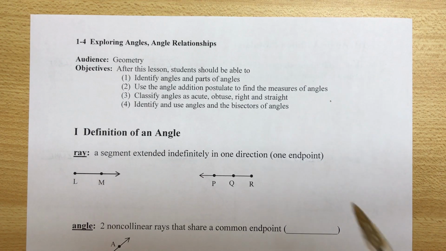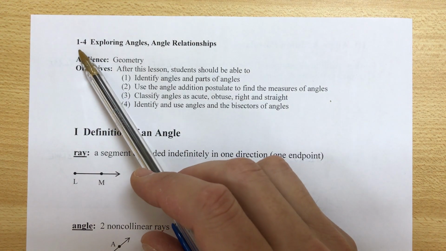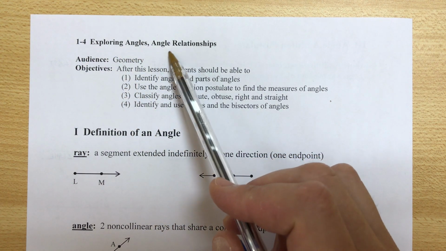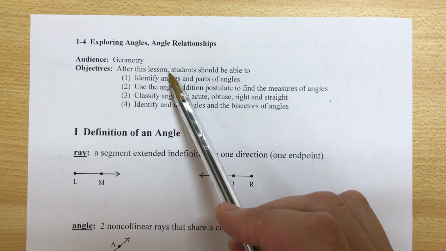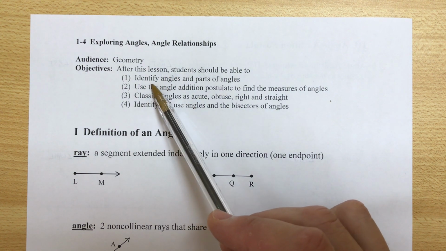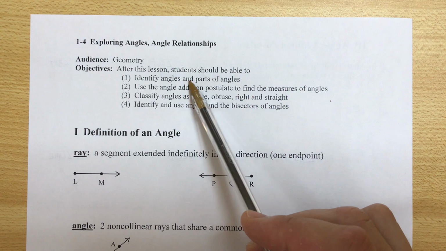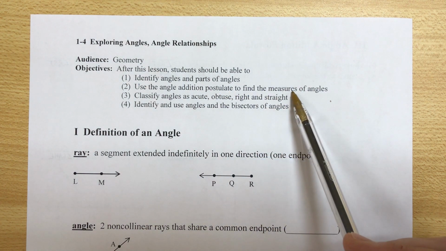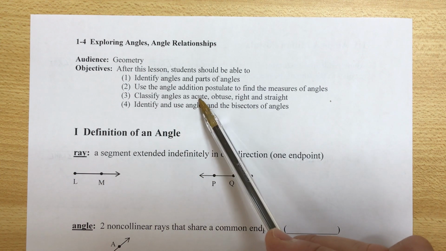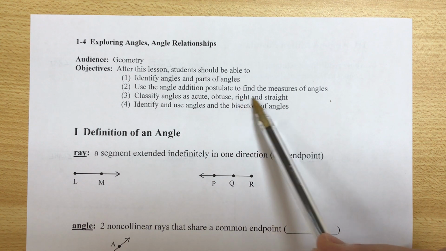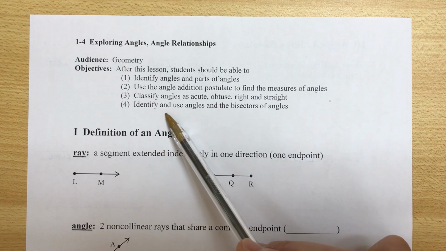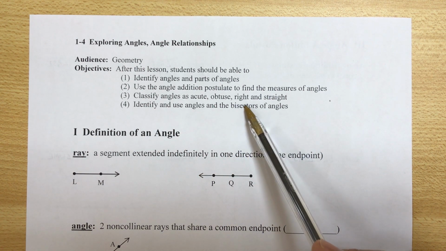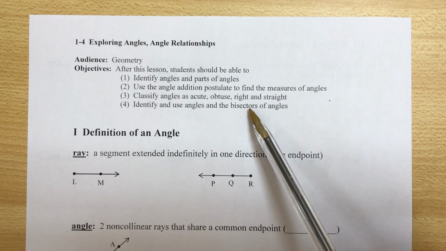Okay, geometry fans, our lesson for today is Unit 1-4, Exploring Angles and Angle Relationships. So the objectives today: after this lesson, students should be able to: 1. Identify angles and parts of angles, use the angle addition postulate to find the measures of angles, classify angles as acute, obtuse, right, and straight, and identify and use angles and the bisectors of angles. Okay, so quite a few things we're going to do, a lot of vocabulary.